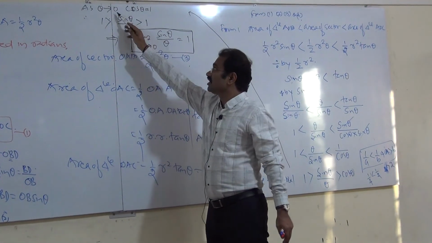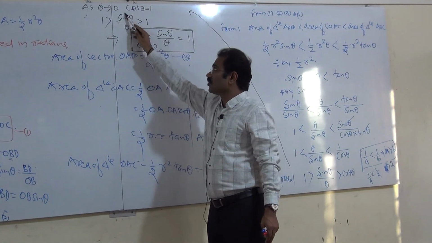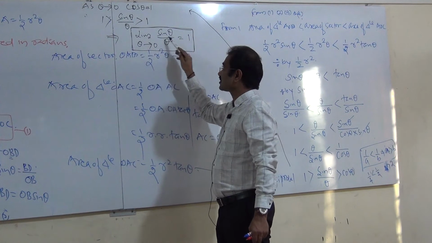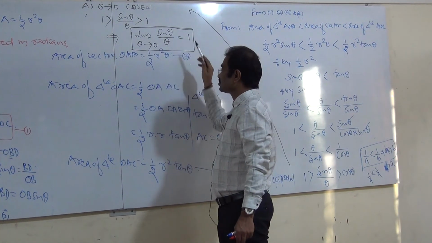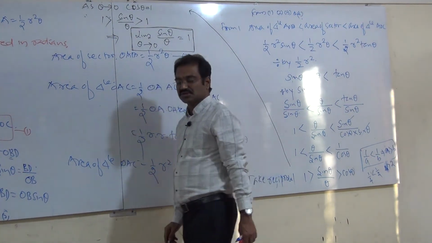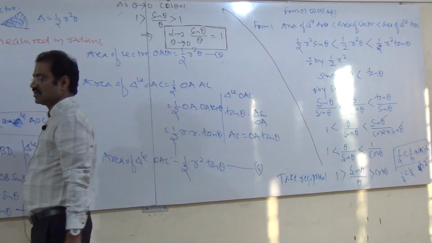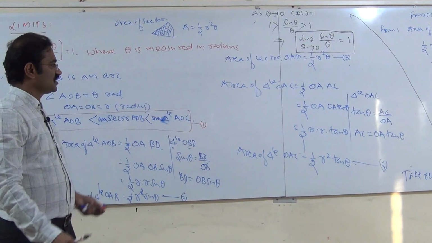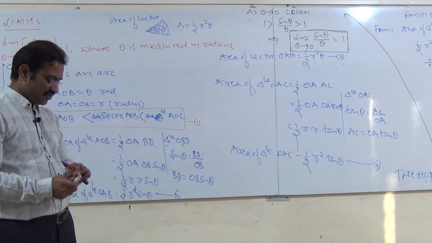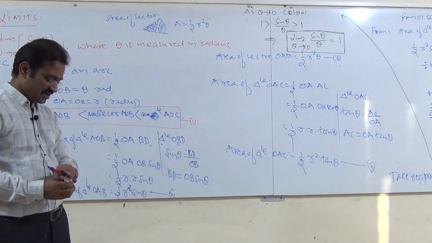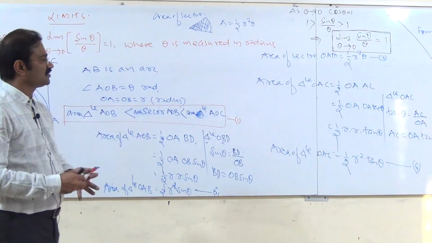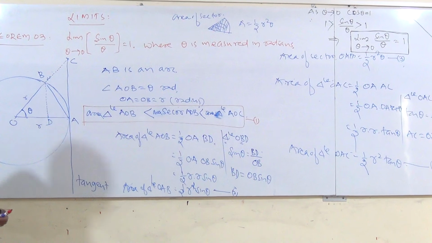When theta goes towards 0, the answer of sin theta by theta becomes less than 1 and greater than 1. Therefore the limit of sin theta by theta as theta tends to 0 is equal to 1. So this is the proof of sin theta by theta as theta tends to 0 is equal to 1. This is important from the examination point of view. Definitely they will ask this one in the examination. Once again I repeat.